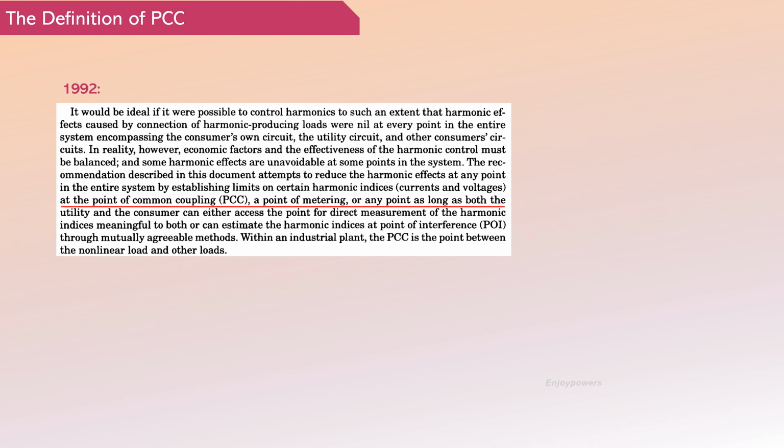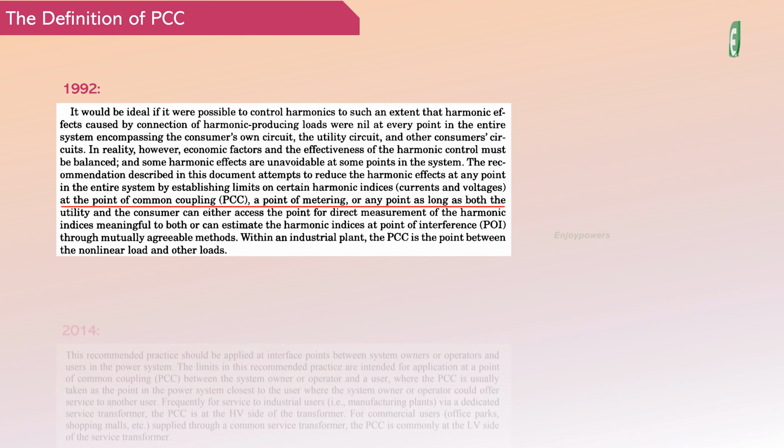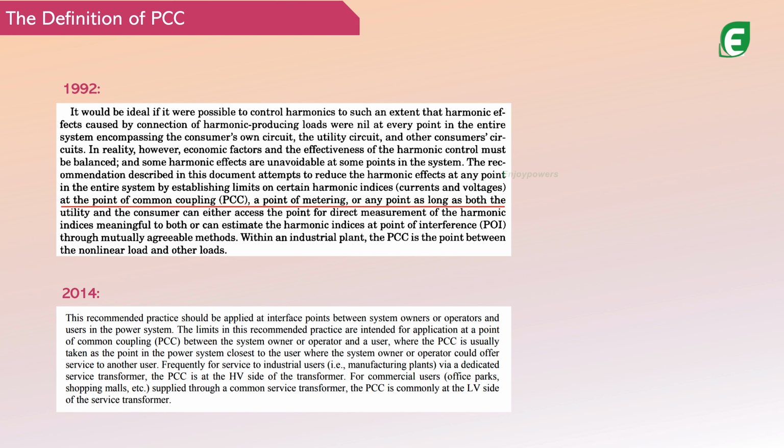2. Point of Common Coupling, PCC, definition. The definition of the point of common coupling, PCC, underwent changes. In the 1992 version, harmonic restrictions applied at the PCC, a point of metering, or any point. In the 2014 version, PCC is more precisely defined as the point in the power system closest to the user, where the system owner or operator could offer service to another user. Locations within the factory that do not meet the harmonic limit requirements, as defined by the new PCC, are not required to comply with IEEE 519.